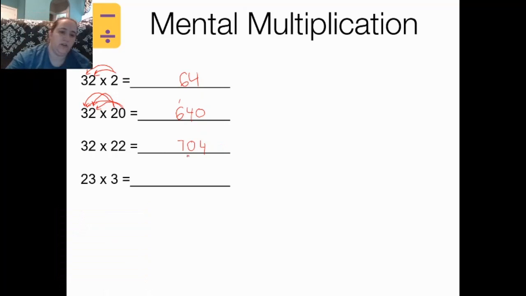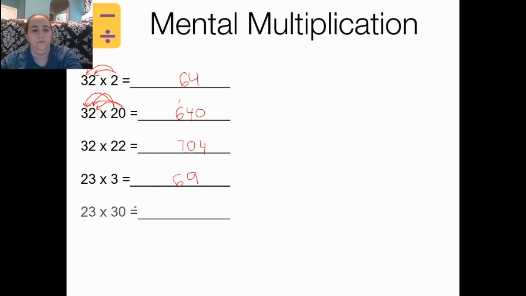We have 23 times 3. Well, we can do 3 times 3. That gives us 9. And then 3 times 2, which gives us 6. Now when we move to the next one, it's going to be the same thing, but we're going to add a 0 to it. So I have a 0 here. 3 times 3 equals 9. 3 times 2 equals 6.